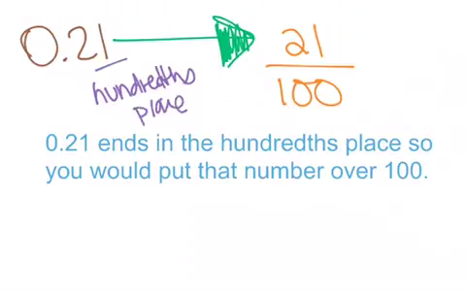Okay, so if it ends in the hundredths place, I know that my new denominator is going to be 100 because it ends in the hundredths place. Then I put my decimal as my new numerator. Okay, so it still reads 21 over 100 or 21 out of 100 or 21 hundredths.